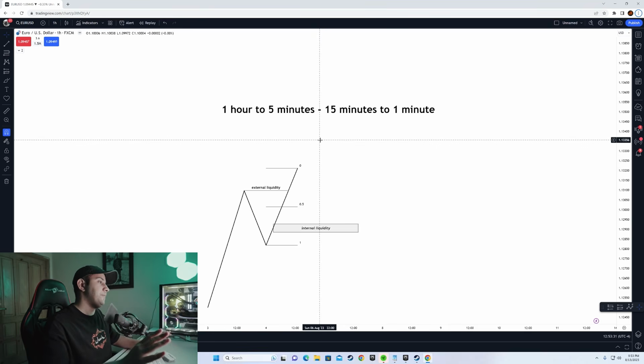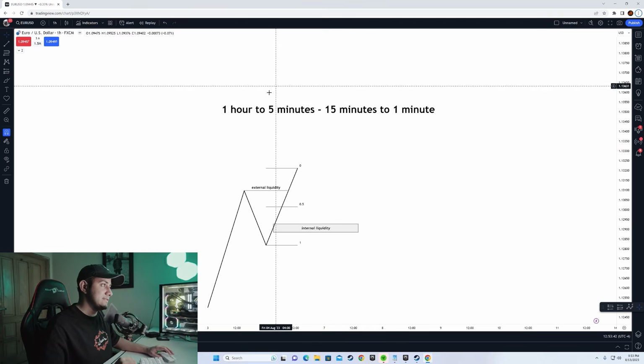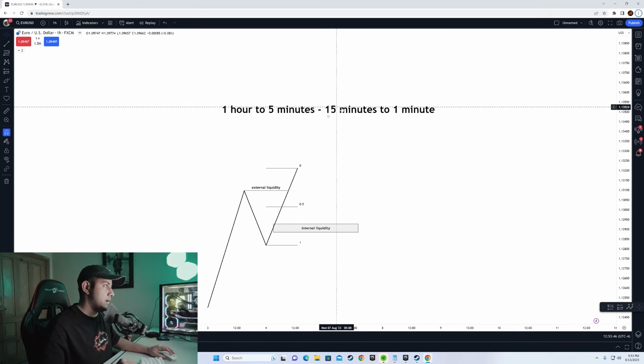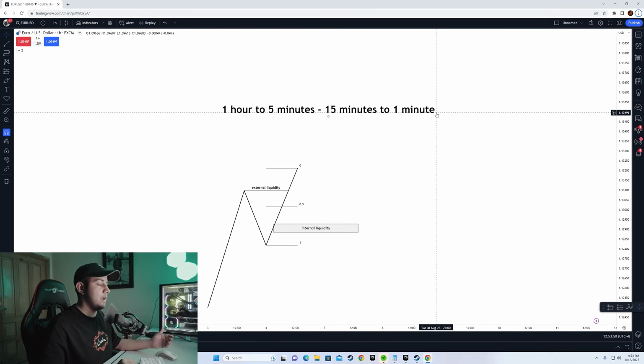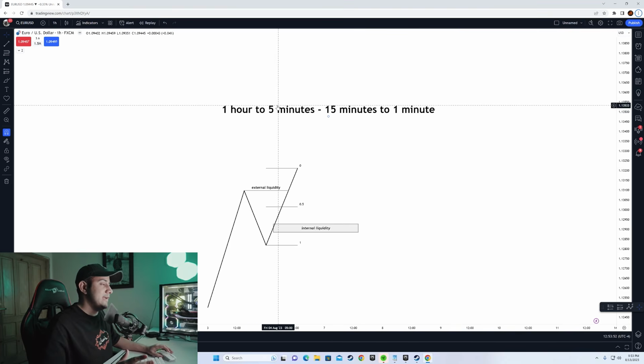Before we even get to the ICT silver bullet, we need to know how you can identify your intraday bias. You can trade silver bullet on two time frames: the 5-minute time frame and the 1-minute time frame. I personally like to trade both of them. Whatever setup is presented to me, I trade it. Let's say that you are trading the silver bullet on the 5-minute time frame.